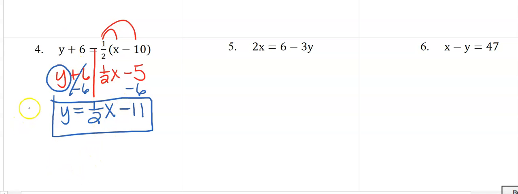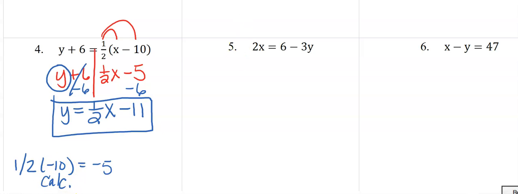If you're not sure how to do that 1/2, you do 1 divided by 2 times -10. And that would have given you your -5. Use the calculator. That is fine. All right, next problem. What do I want to get by itself?